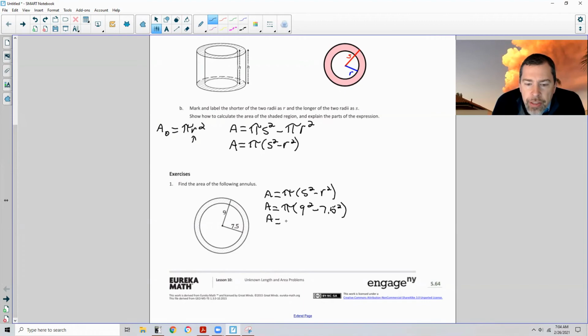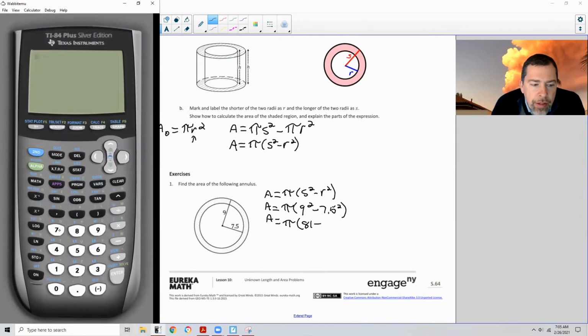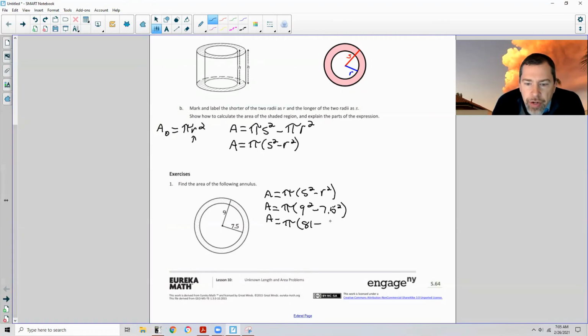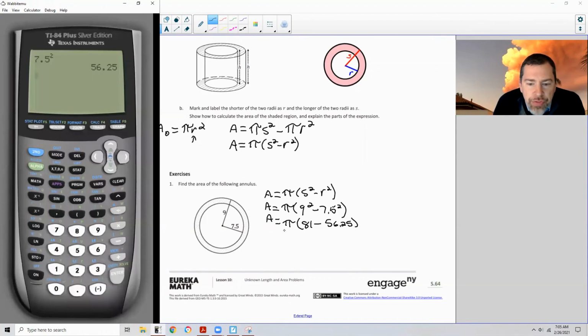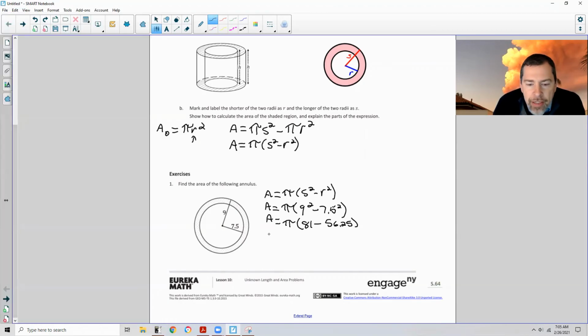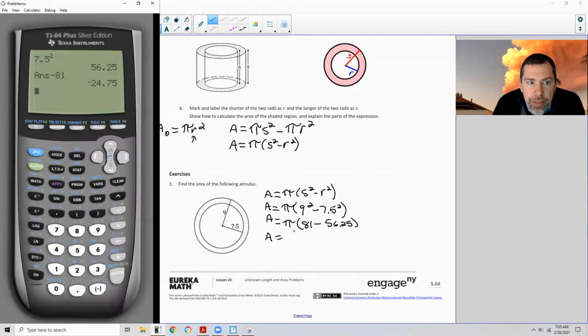Okay, so therefore the area equals pi times 81 minus 7.5 squared, which is 56.25. All right, so in my calculator, I have 56.25. I'm going to subtract 81, and you're going to say you're doing it backwards. Yes, I am, and I get a negative 24.75. Then if I multiply that by negative 1, or just ignore that, then that is 81 minus 56.25. So my area is going to be 24.75 pi.